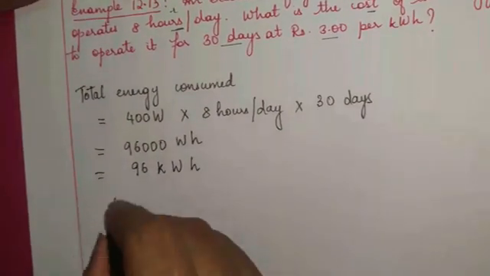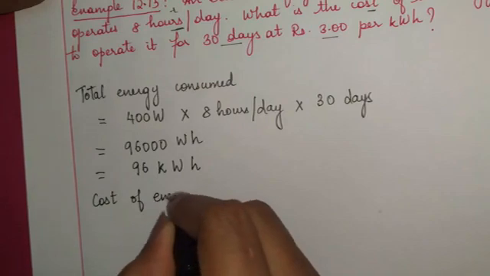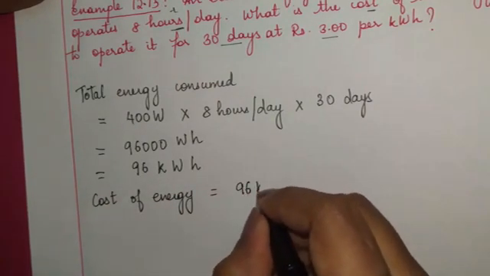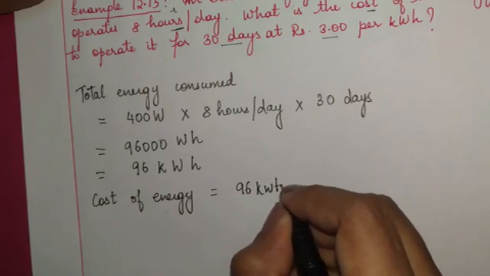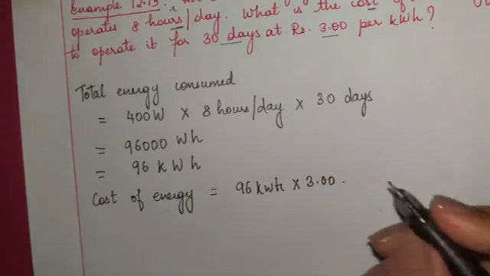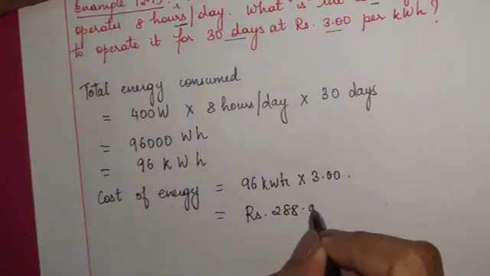Now we need to find the cost of energy, which is equal to 96 kilowatt hour multiplied by 3 rupees, and here you will get rupees 288.